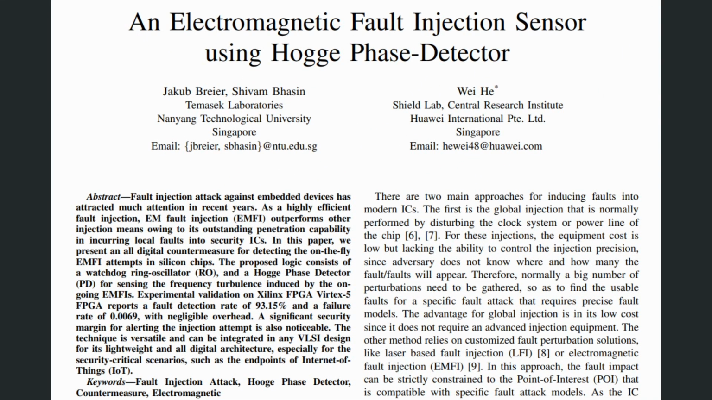This is all based on a research paper by Jacob Breyer, Shivan Basin, and Wei He that was published in 2017, where they tested using a Hog phase detector to detect EMF glitches. It demonstrated that it was 93.15% effective and had a very low failure rate of 0.0069. The design is fairly straightforward, and so I thought I'd try implementing it. Let's see if I can get it into the MPW2 as part of Matt Venn's Zero to ASIC submission.